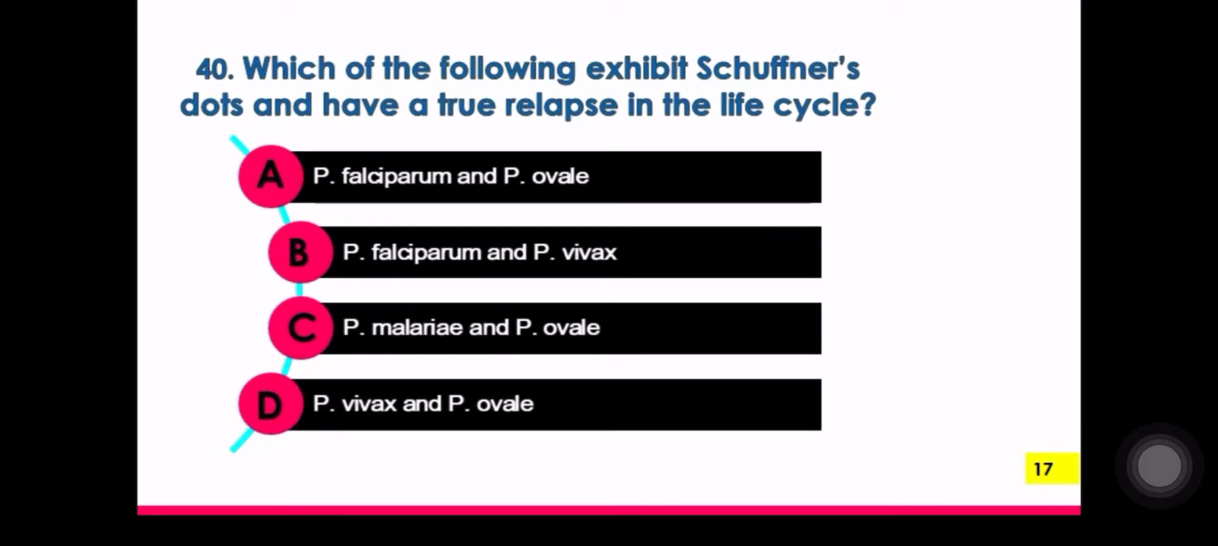Okay, the correct answer is letter D, P. vivax and P. ovale. So P. falciparum causes malignant tertian malaria. It has the characteristic Maurer's and Christopher dots. P. vivax causes benign tertian malaria with a characteristic Schaffner's dot. To remember, VS, Vilma Santos.